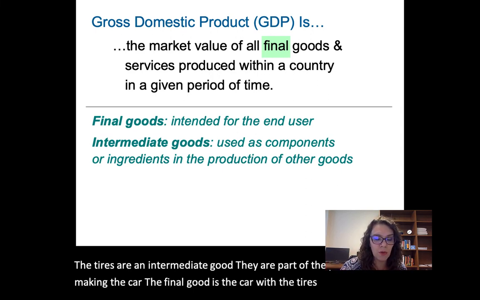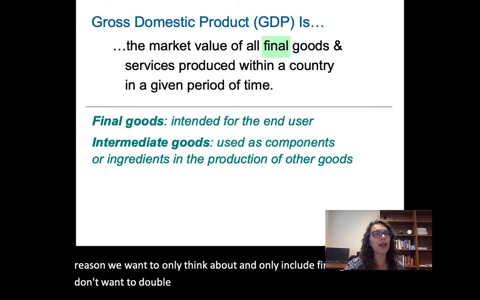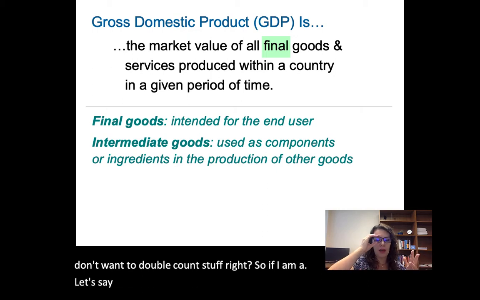And the reason we want to only think about and only include final goods is we don't want to double count stuff, right? So let's say I'm selling a car. I want that car counted in GDP. That's a final good.